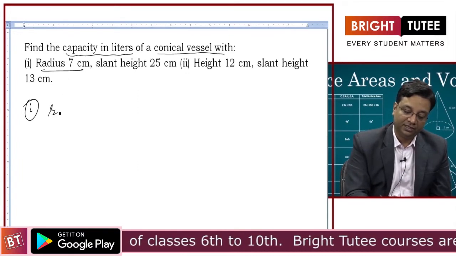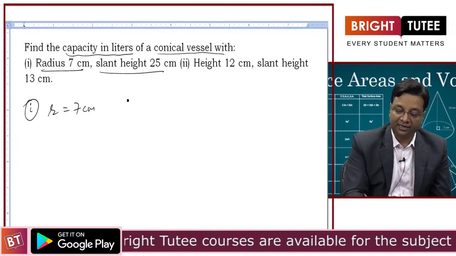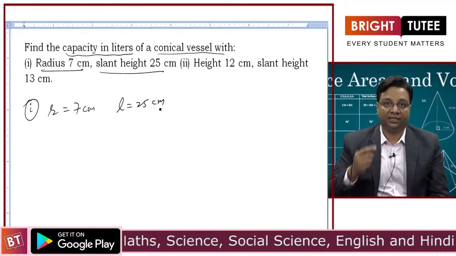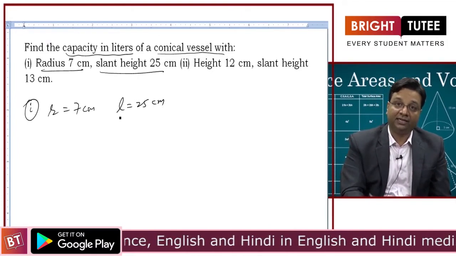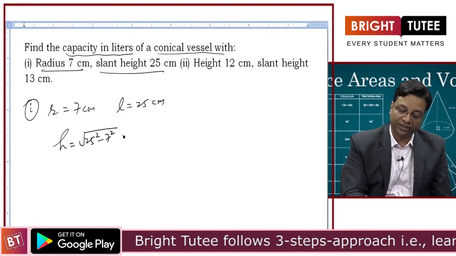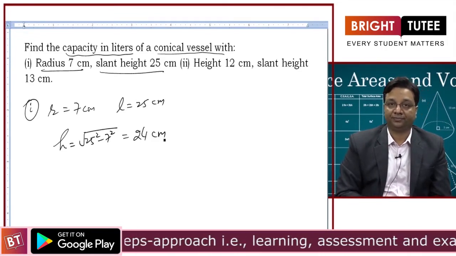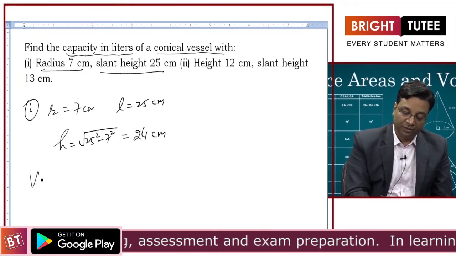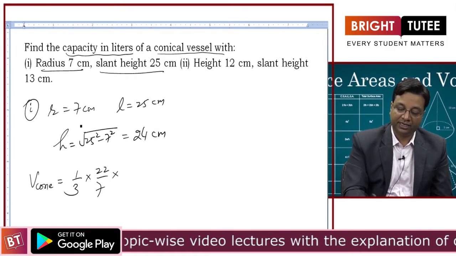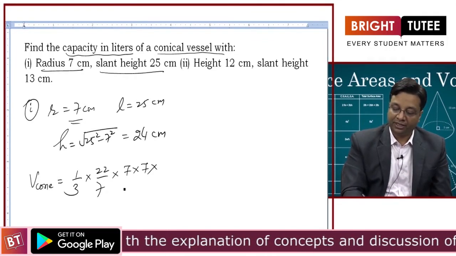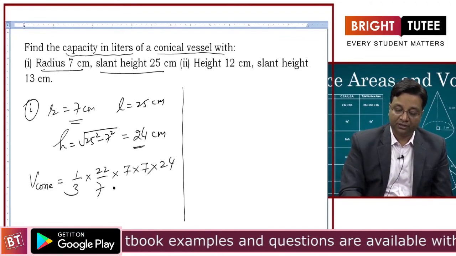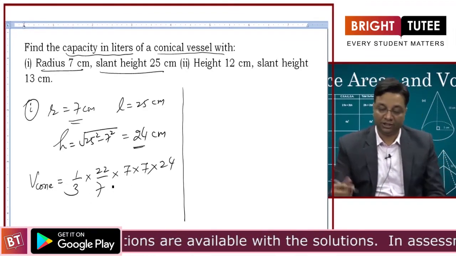Okay, so let's do the first part here. We are given radius as 7 centimeter and slant height as 25 centimeter. So, we are not given the height of the right circular cone in this question. So, to find the height, I will apply Pythagoras theorem. So, h will be equal to square root of 25 square minus 7 square. So, it will give you 24 centimeter as your height. Volume will be 1 by 3 pi I am taking as 22 by 7, radius square 7 into 7 into height 24, right. This calculation is very easy, so you can do it yourself. We just did the same calculation in the previous question.